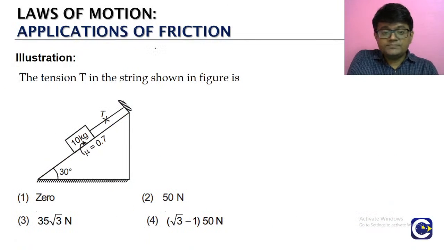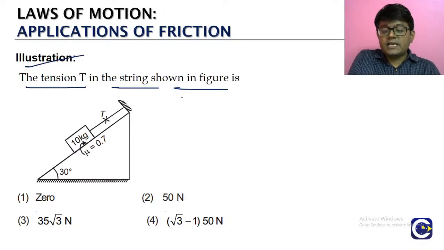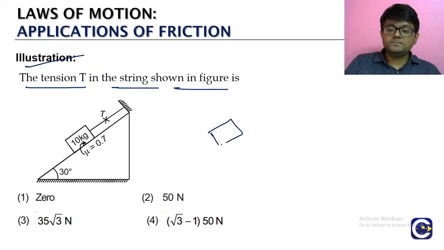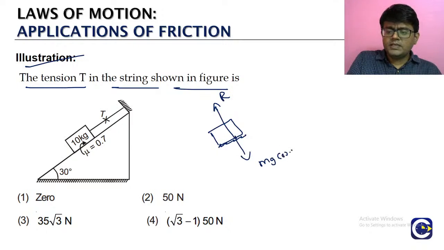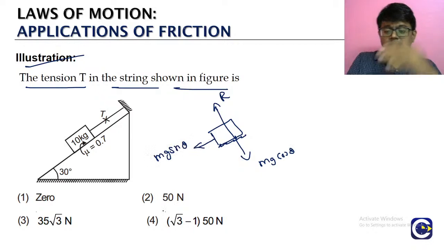Next, look at this one. We have another question: the tension T in the string as shown in the figure. We have this 10 kg block on the inclined plane. Now look at this. What will be the forces acting on it? Normal reaction, mg cos theta, then there will be mg sin theta down the plane. That mg sin theta down the plane will give a tendency for the block to move down the plane.